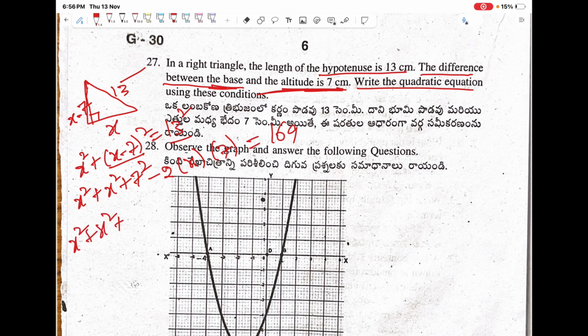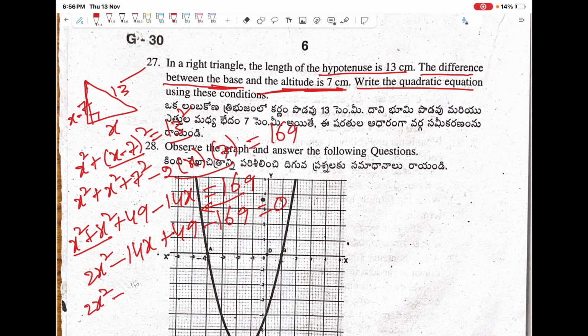So x square plus 49 minus 2 sevens 14x equals 169. So x square plus x square, 2x square, minus 14x, plus 49 minus 169, you transpose to this side. It becomes minus 169 equals 0. So 2x square minus 14x plus 49 minus 169, it becomes minus 120 equals 0.